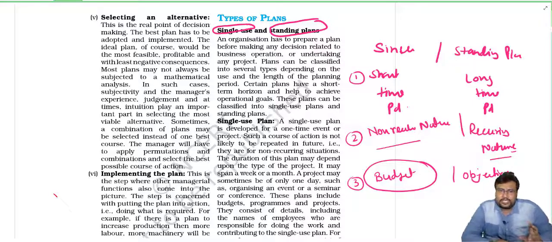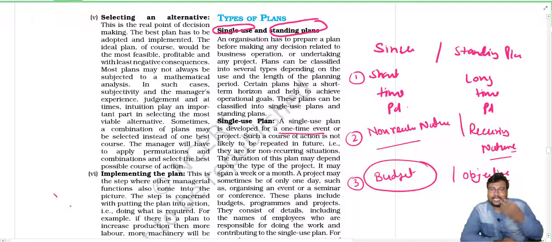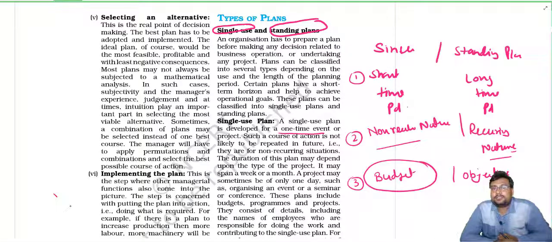Now we will proceed to some important lines on single use plan and standing plan from NCERT. So beta, remember this line: one time event. If it is asked in types of plan, for a one time event what plan can it be? For a one time event it can be a single use plan. Non-recurring situations.